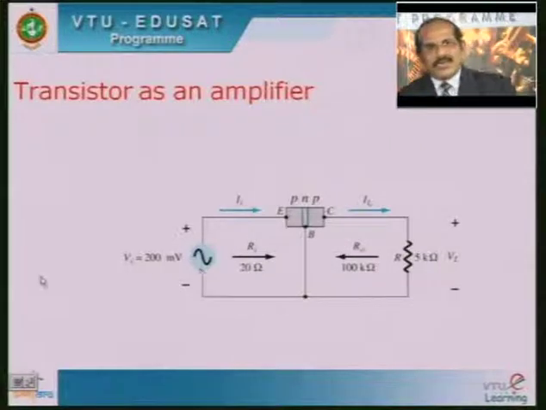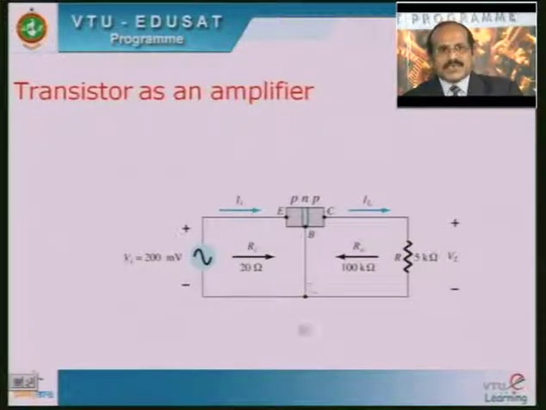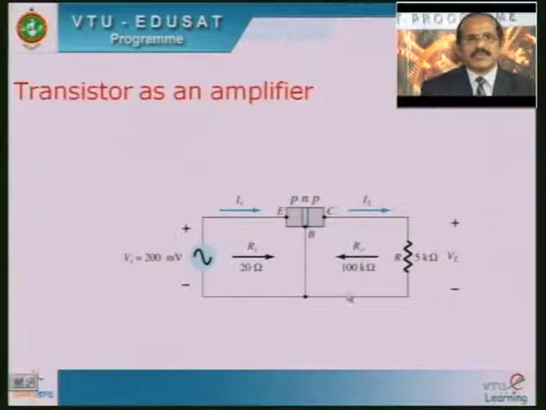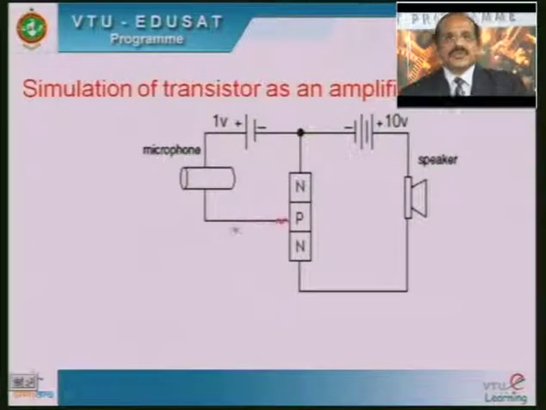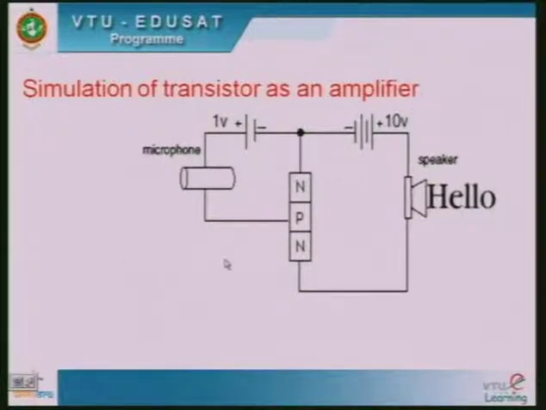In the CB configuration, this particular slide shows a PNP transistor working as an amplifier with an applied AC signal of 200 millivolts. The input resistance is very low, in the range of 20 ohms, and the output resistance is very high. Usually for CB configuration it is high, that is 100 kilo ohm. This is the input current, and this is the output current, designated as IL, or nothing but the IC. This is how a transistor in CB configuration can act as an amplifier.